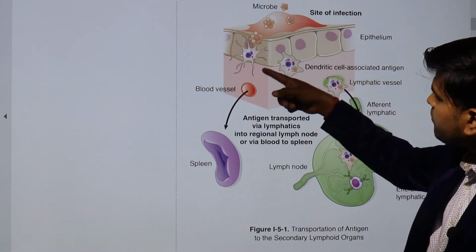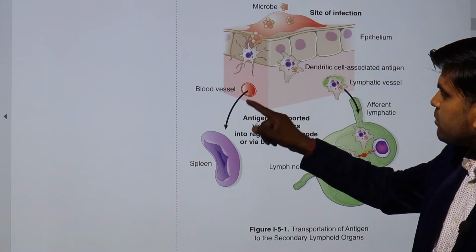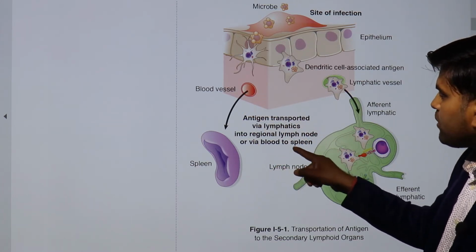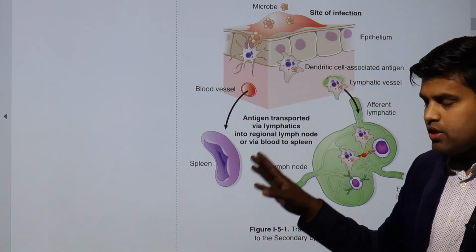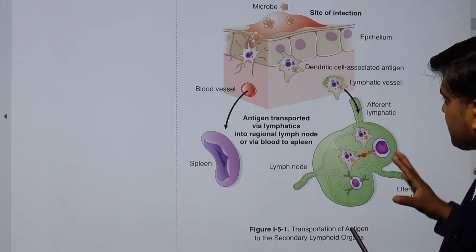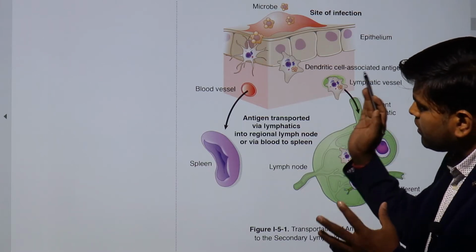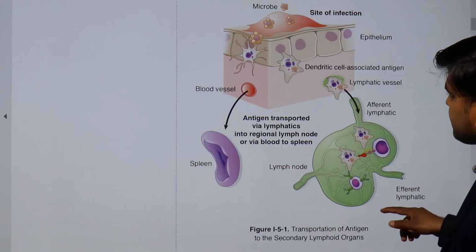And if the pathogen is in the blood vessel, the antigen is transferred by the lymphatics into the regional lymph node, or via the blood to the spleen. So if it is in the blood, they will carry it to the spleen. So that you have to understand. If it is in tissue, it goes to the lymph node. If it is in the blood, they will carry it to the spleen.